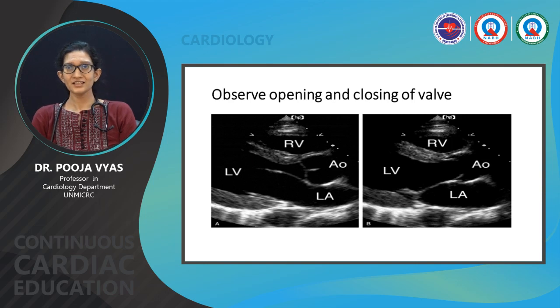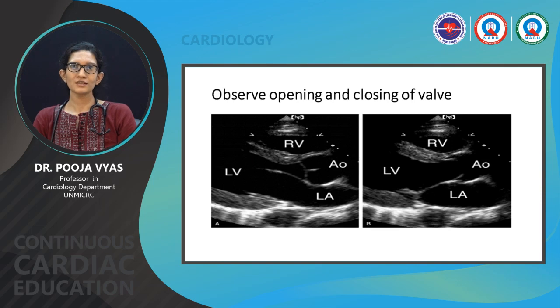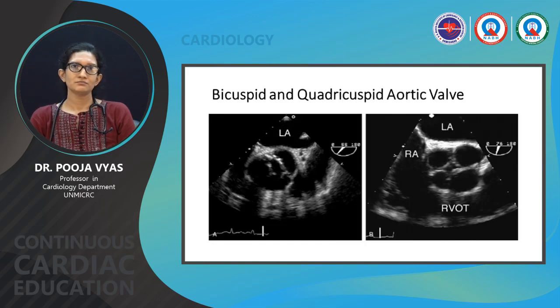Here we can see that the aortic valve is closed in the diastolic frame, and in systole, the normal aortic valve cusps will be seen as lines which are parallel to the aortic wall. This is the parasternal short axis view.